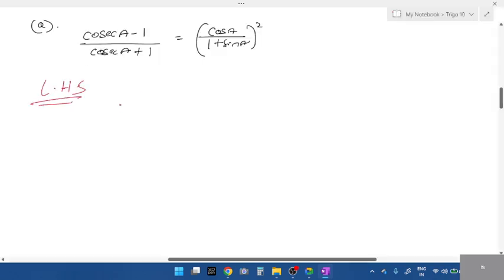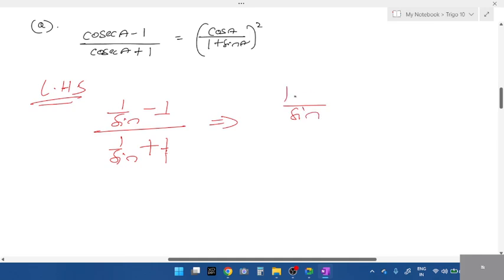Cosec is given. Its reciprocal value is 1 by sine minus 1, divided by 1 by sine plus 1. If I take LCM, denominators are different. So sine as it is, 1 minus sine A divided by, what do we get, students? All of you will respond: 1 plus sine A divided by sine.